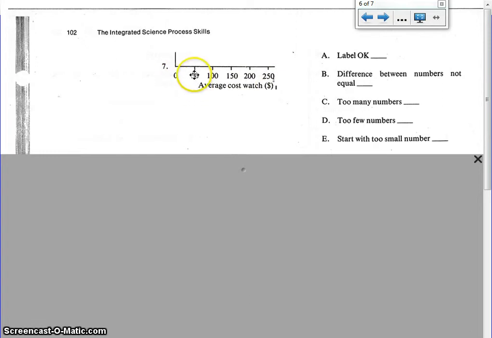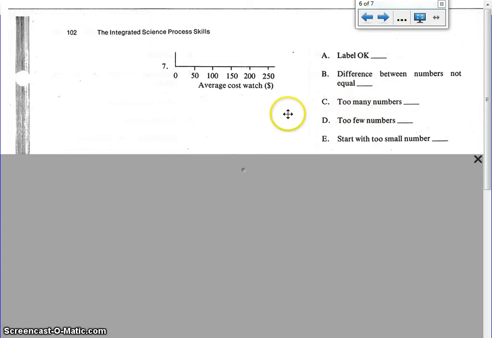They went 0, 50, 100, 150, 250. What you need to figure out is if it's labeled OK. If it's labeled OK, put an X. You need to figure out if the difference between the numbers are not equal. If that's what's wrong, you put an X there.